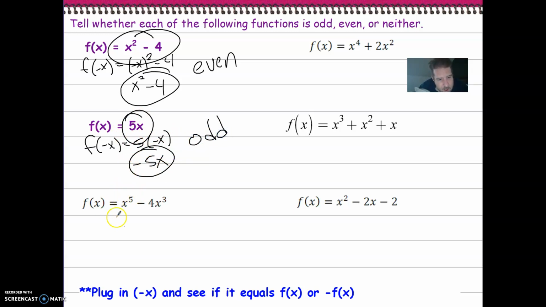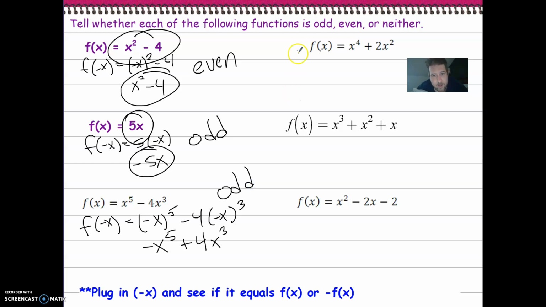F of negative x for this one equals negative x to the 5th minus 4 times negative x to the 3rd. A negative times a negative times a negative times a negative times a negative is still going to be a negative. So that's negative x to the 5th. This is still going to be a negative, negative x to the 3rd, since a negative times a negative times a negative is still a negative. And a negative times this negative here makes positive 4x to the 3rd. If you look closely, this is the opposite of this. This is also the opposite of this. This is an odd function as well.